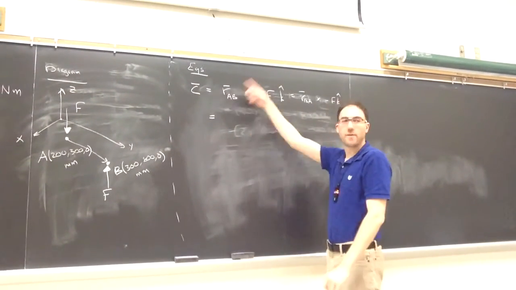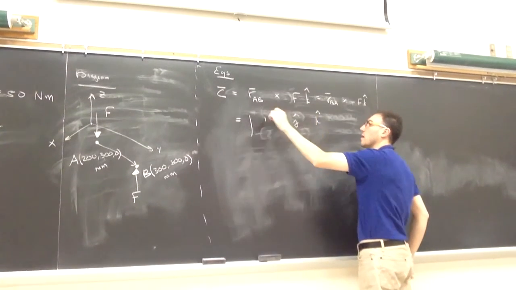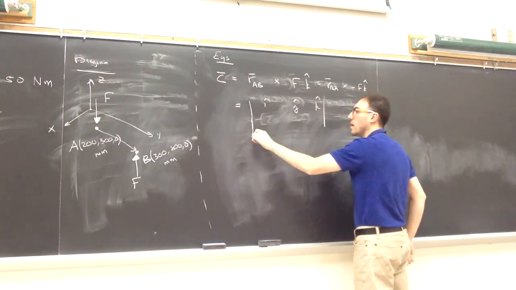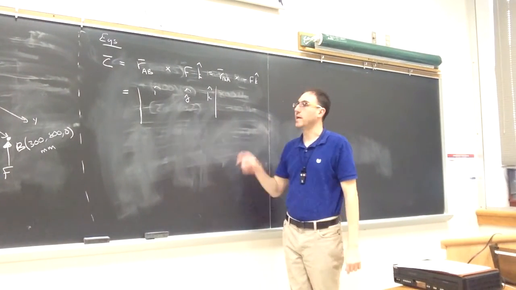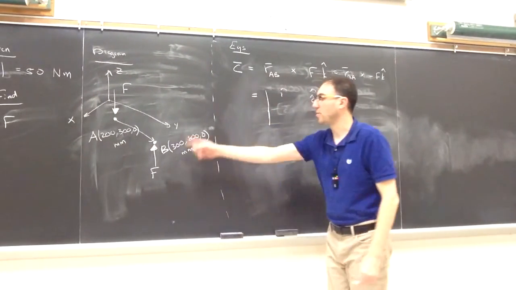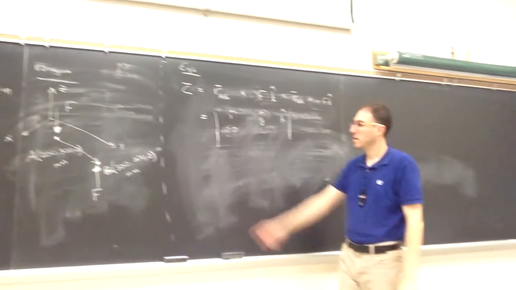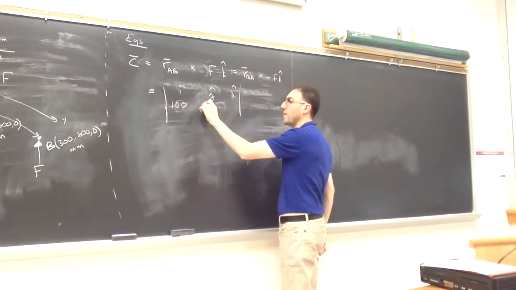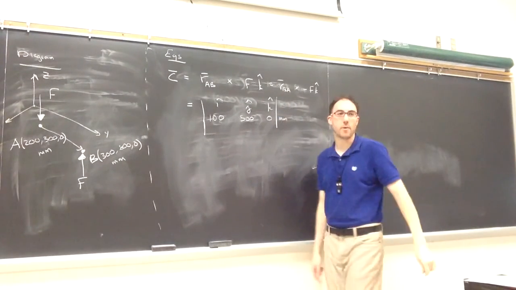All right, so working from the left-hand side here, my position vector, RAB, is going to be the coordinates of B minus the coordinates of A. So that'll be 300 minus 200 is 100 millimeters in the I direction. 800 minus 300 is 500 in the J, and 0 in the K.